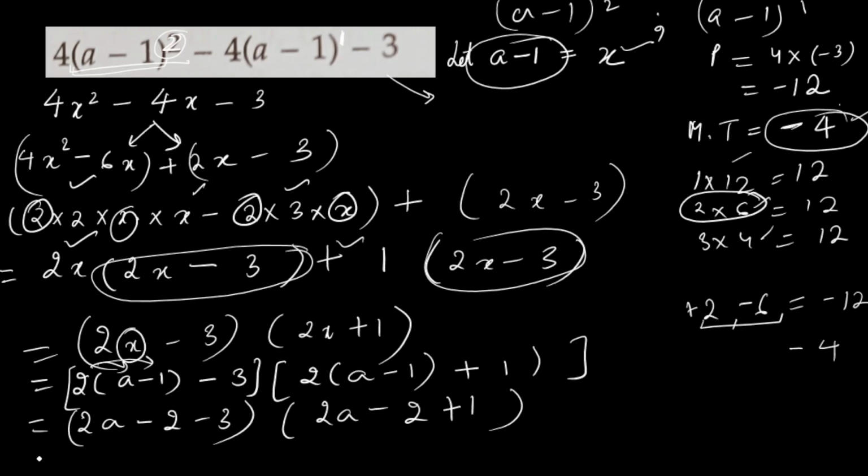Now these are like terms we can simplify. So 2a minus 5, because minus 2 minus 3 gives a negative sign. Here 2a minus 1, because plus 1 minus 2 is minus, the sign of the greater number comes with the answer. So we have got our answer now. The given expression was with variable a, and our answer is also with variable a. So here I have covered almost all types of questions.